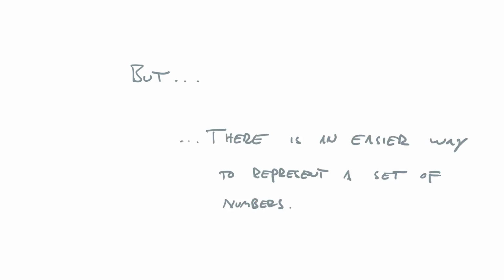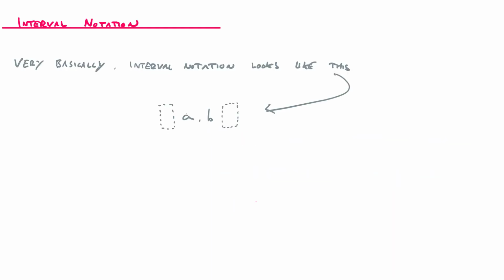Okay? Now, I know you're probably thinking, okay, that's cool. We just add these little bits to notate a set, but that's still kind of annoying to write. But I've got good news for you. There's an easier way to notate a set of numbers, to notate a whole bunch of stuff, and it's called an interval. An interval notation basically looks like this.